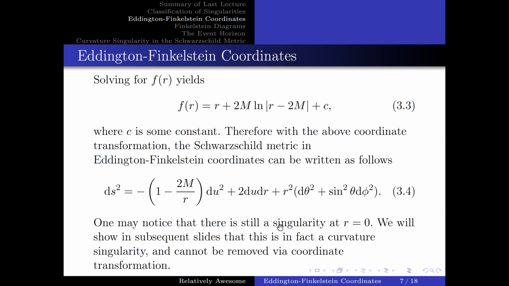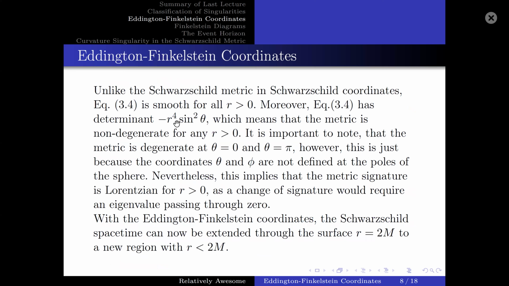Now, one may notice that there is still a singularity at r equals 0. We will show in subsequent slides that this is in fact a curvature singularity and cannot be removed via coordinate transformations. Unlike the Schwarzschild metric in Schwarzschild coordinates, equation 3.4 is smooth for all r greater than 0. Moreover, equation 3.4 has determinant minus r to the 4 times sine squared theta, which means that the metric is non-degenerate for all r greater than 0. It is important to note that the metric is degenerate at theta equals 0 and theta equals pi. However, this is just because the coordinates theta and phi are not defined at the poles of the sphere.